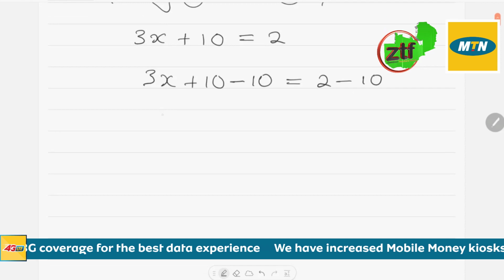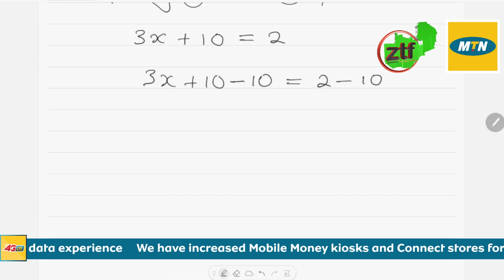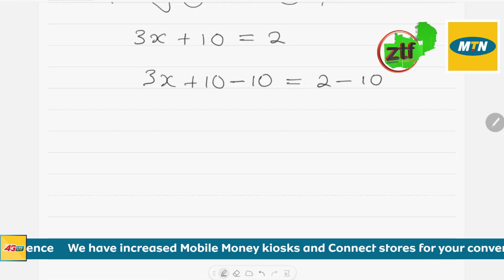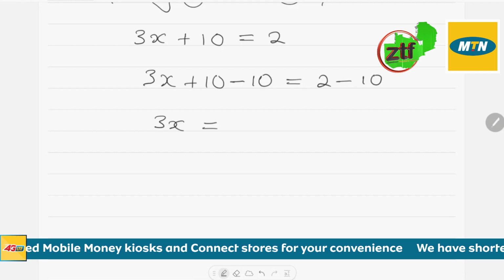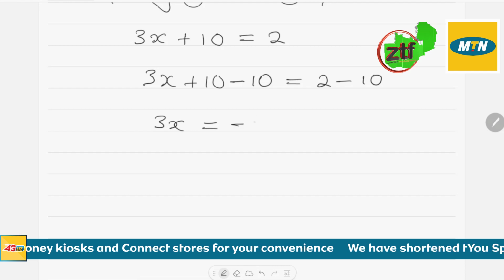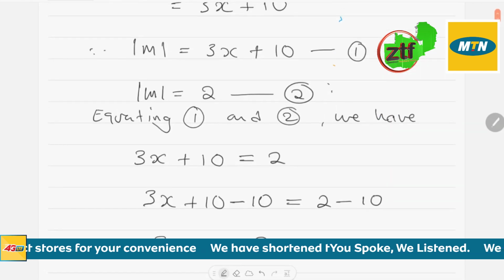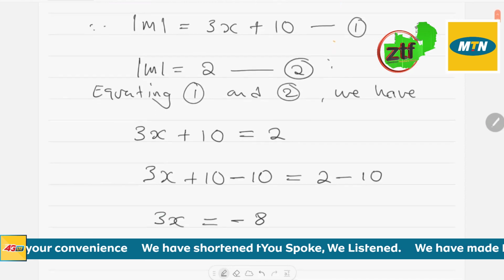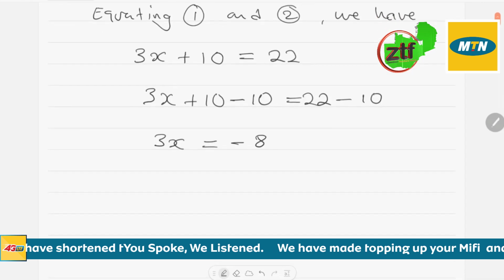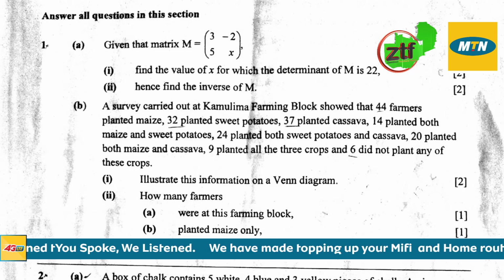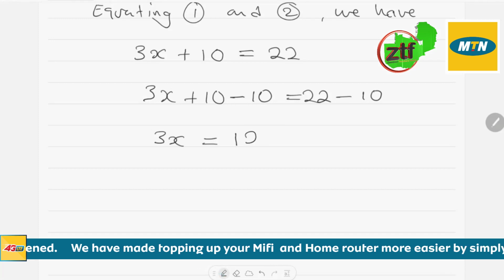The additive inverse of positive 10 is minus 10. So positive 10 minus 10 gives us 0, which is the additive identity. So we'll have 3x. Okay, this is supposed to be 22 according to the question, guys, so that will be 22. Now when we subtract 10 from 22, we'll have positive 12.